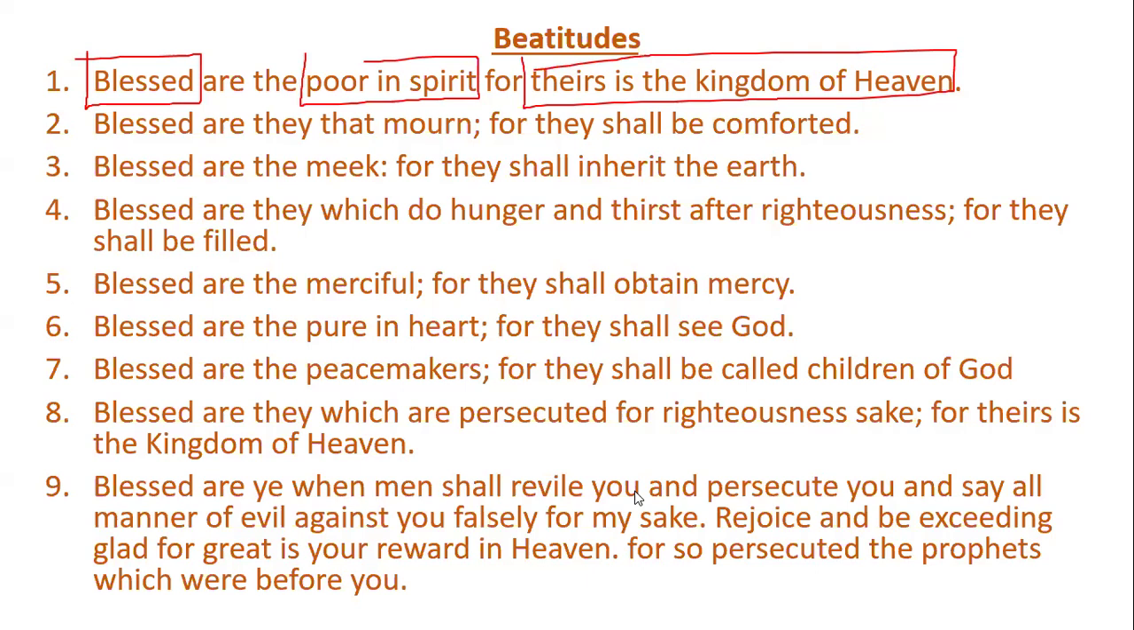This is hard, picking a favorite one. Let me see the one that was the best. Great is your reward in heaven. Number 9 has the best reward, but you have to go through a lot.